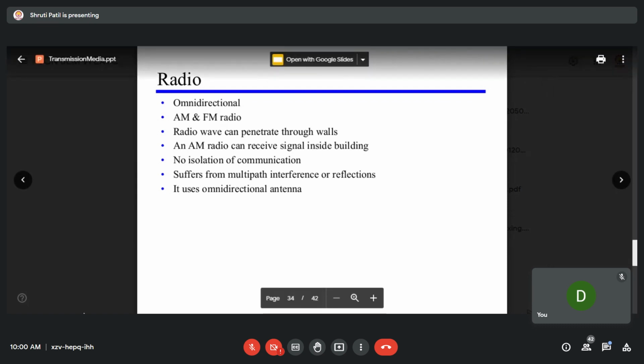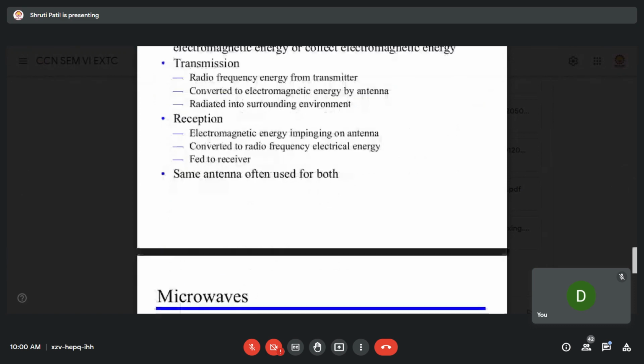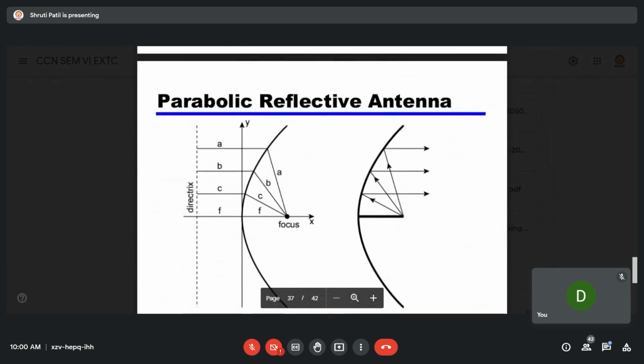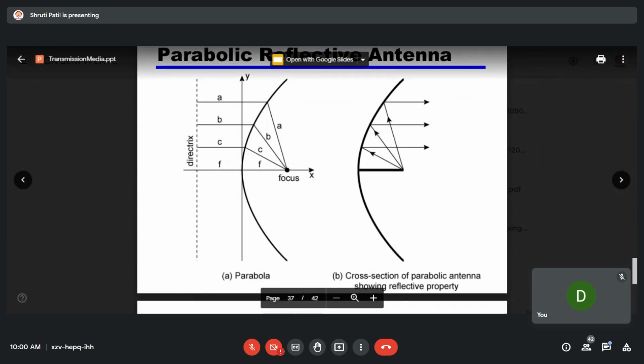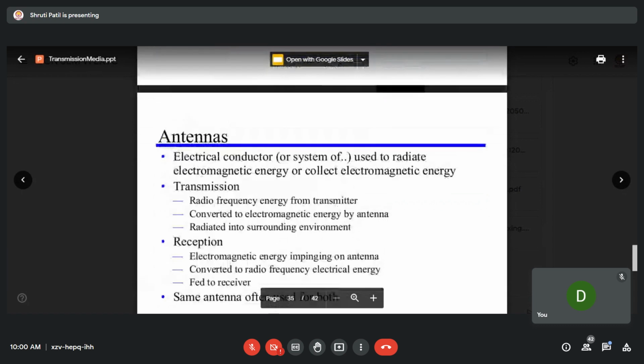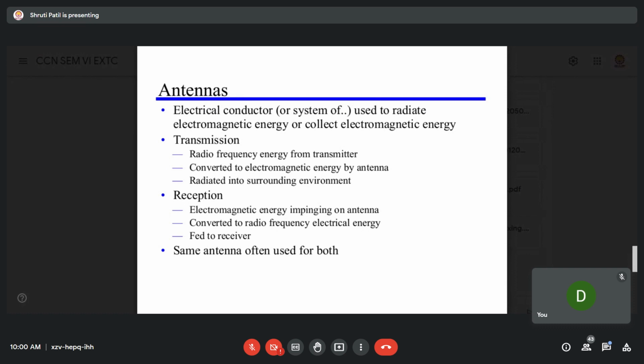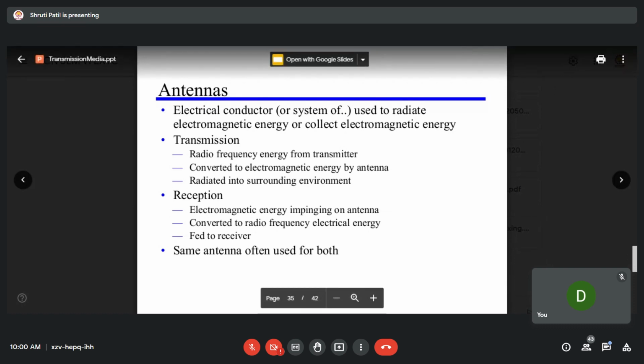And it uses an omnidirectional antenna. You must be knowing about antennas. An antenna is an electrical conductor which is used to radiate or collect electromagnetic energy, either to transmit or receive.